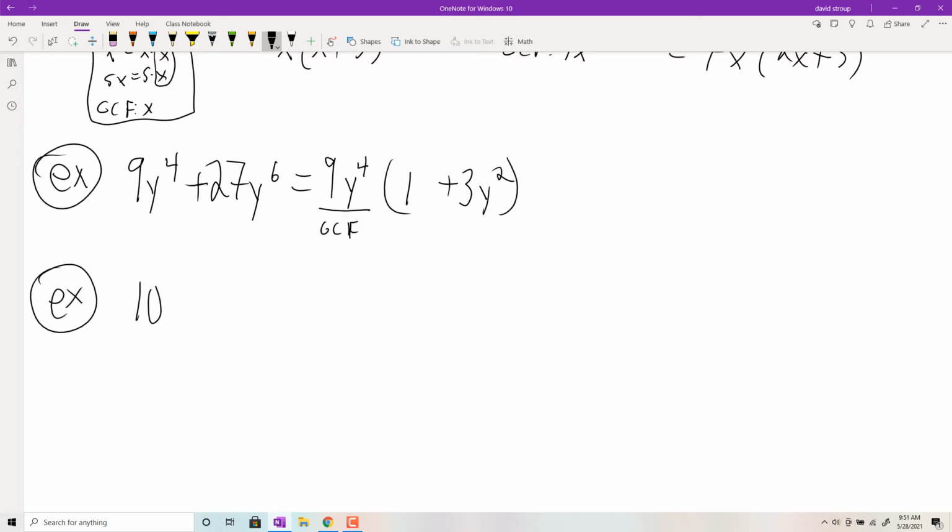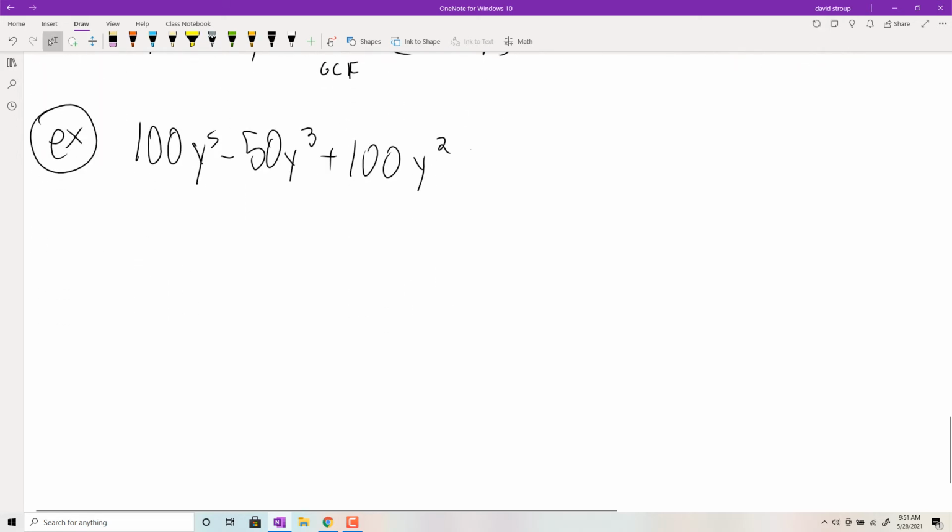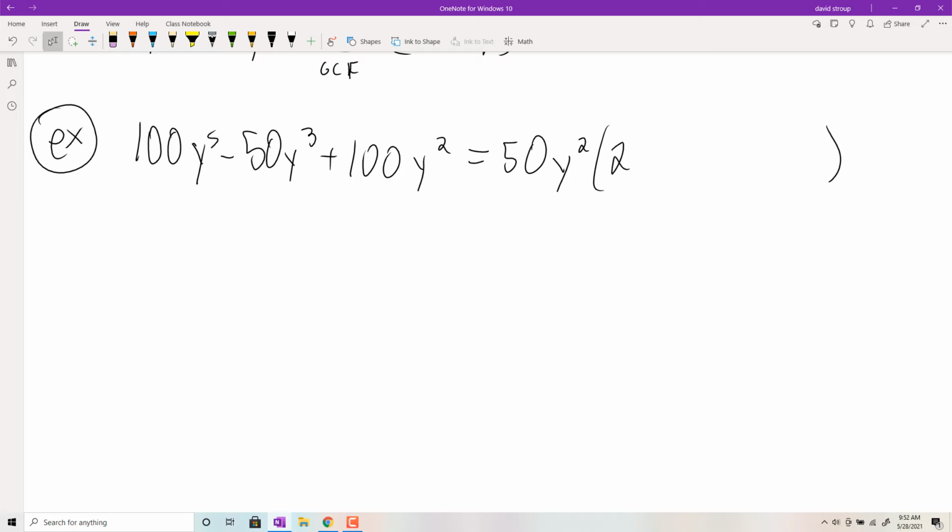Let's look at a harder one. 100y to the 5th minus 50y cubed plus 100y squared. Okay, so the GCF, the biggest number that divides 50, 100, and 100 is 50. The biggest variable that goes into all three of these will be y squared. Okay, and then there's three parts in there. So 50y squared, what times 50 gives you 100? Well, 2.